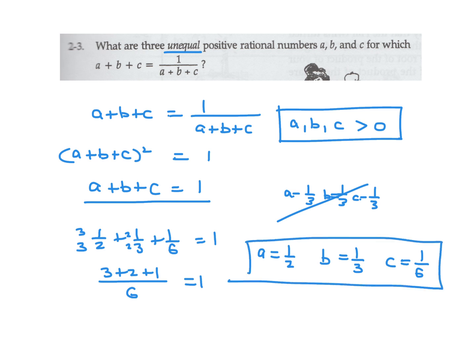And I'm just trying to think, how would they grade this? Because there's so many infinite answers. I guess as long as the three numbers you chose add up to 1 and they're unequal, then that would be correct, I guess.